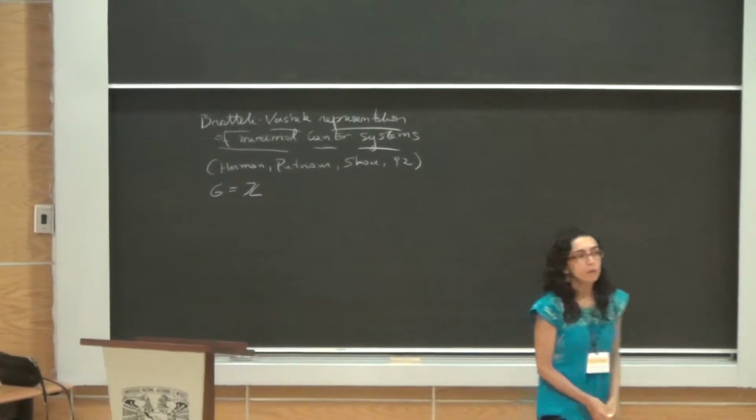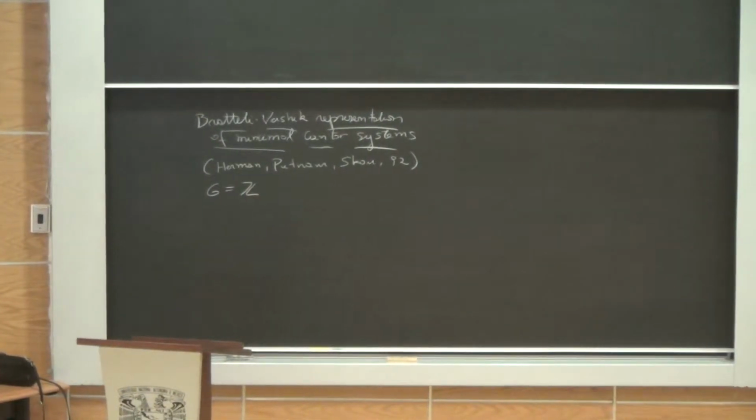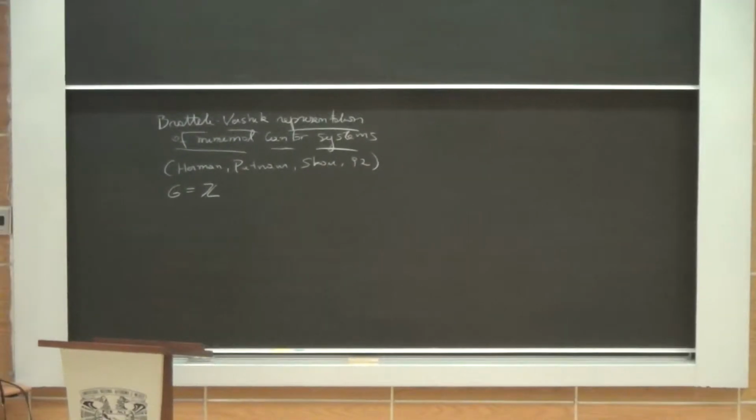Today I'm going to talk about the Bratteli-Vershik representation of minimal Cantor systems. This is a way to represent minimal Cantor systems, always for Z actions, using an infinite graph. This infinite graph was introduced yesterday by the first speaker. And everything that I'm going to talk about today is written in the paper by Herman, Putnam, and Skau from '92.